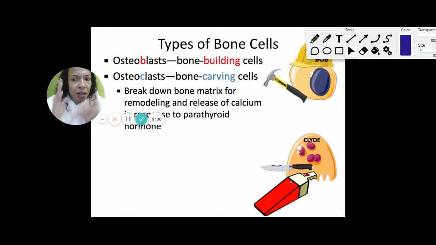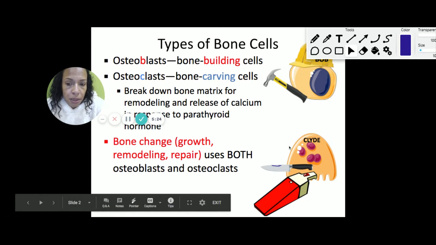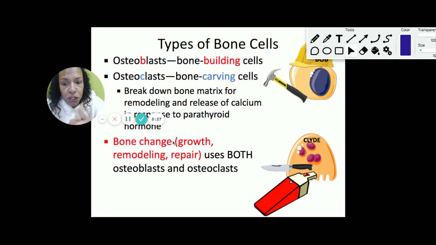And he not only chops it up and frees it up to just float around the body, he kind of vacuums it up as well and then transports it to the bloodstream so that it can go to another body system that needs calcium and phosphorus, or it can circulate back to the bone and be used by building cells like osteoblasts. And so anytime we're doing any kind of bone change, growth, remodeling, or repair even, we have to use both osteoblasts and clasts at the same time.